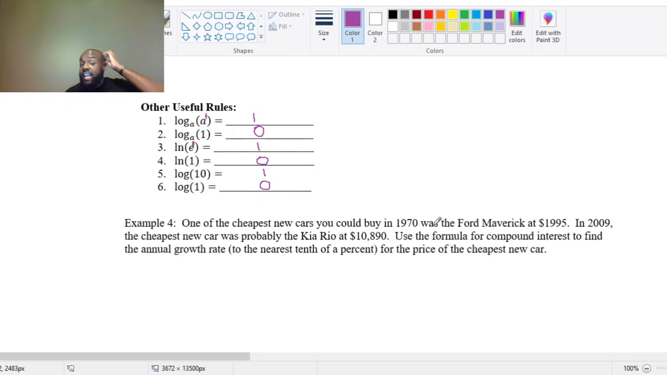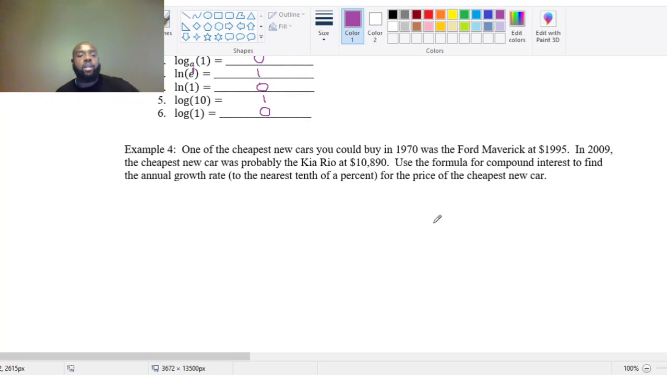Okay? Let's look at this last example, and this video is turning out to be quite quick. It says one of the cheapest new cars you could buy in 1970 was the Ford Maverick at $1,995. In 2009, the cheapest new car was probably the Kia Rio, which is $10,890. Use the formula for compound interest to find the annual growth rate to the nearest tenth of a percent for the price of the cheapest new car, right?